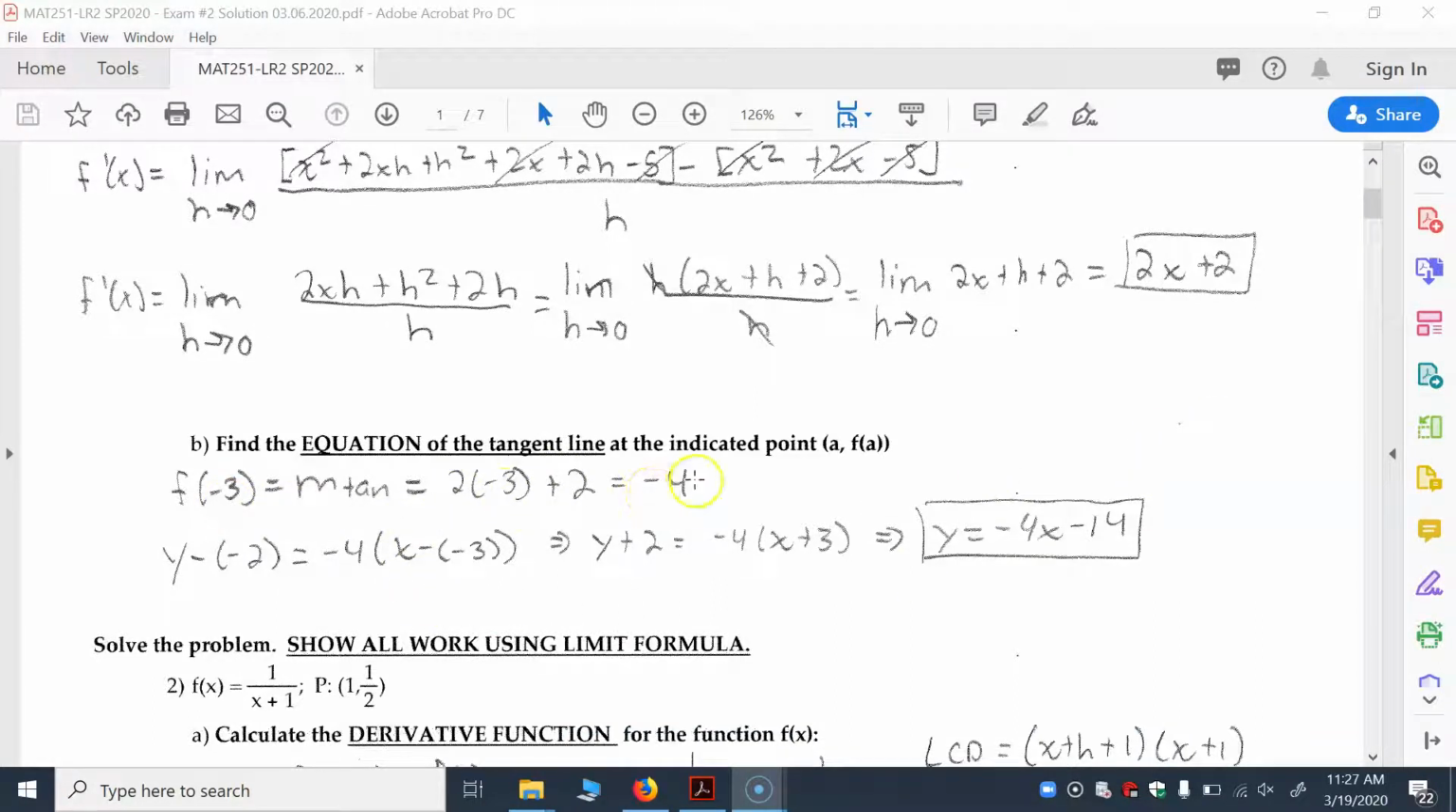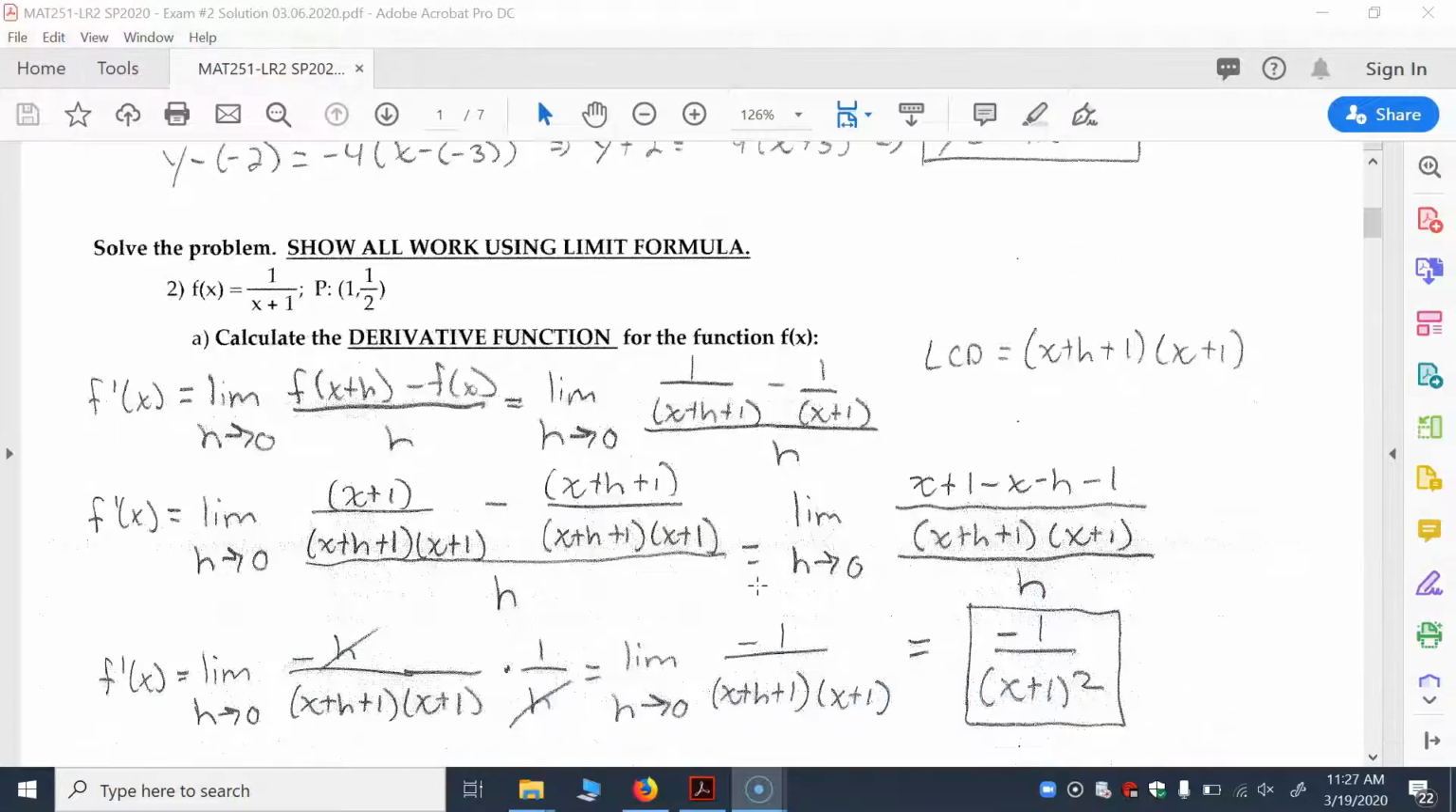And then for the equation of the tangent line, we need to substitute the x value into the derivative function to get our slope of the tangent line, which is minus 4. Then here's our y value and x value. Just be careful with the negative signs there. And then eventually we will get to our slope-intercept form, y equals minus 4x minus 14.